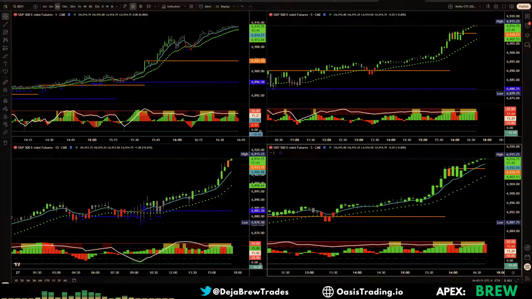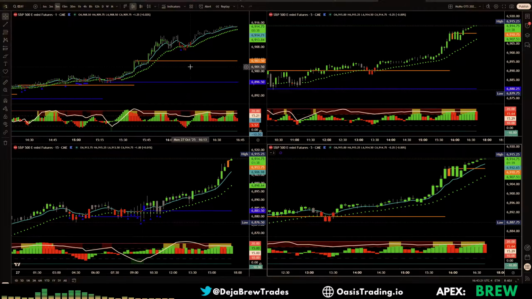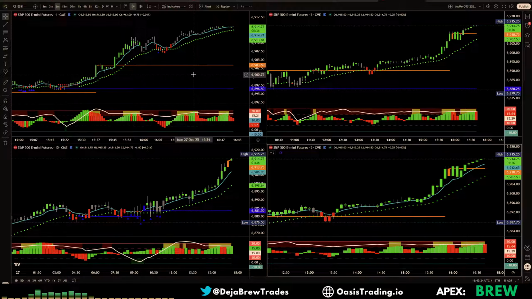So let me actually talk about what we're looking at right this second going into tomorrow. How would I read what is going on right now with these indicators, and what are we going to look for going into tomorrow based on what we're seeing currently on the Momo and OTS?